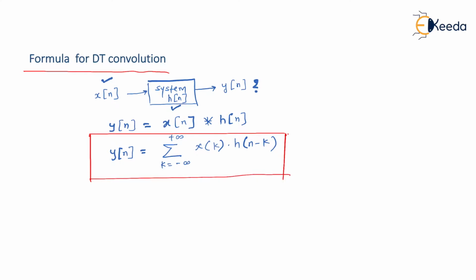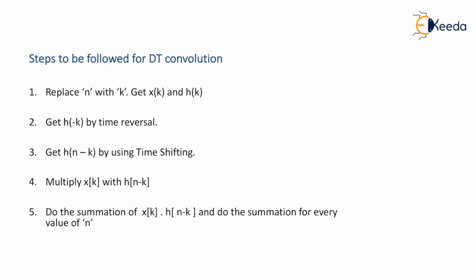So if I want to do this discrete time convolution, then I need to follow some standard steps. So let us see what steps are required if you want to carry out a discrete time convolution. So these are steps to be followed for discrete time convolution. Step number 1 says replace n with k and get x of k and h of k. Let us understand what is the need of it.